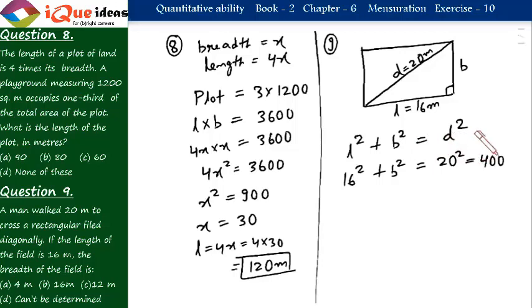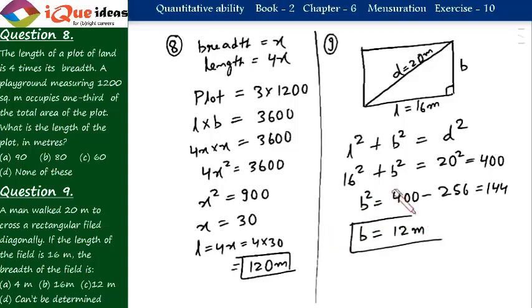Now 20 square is equal to 400, 16 square is 256. So B square would be equal to 400 minus 256, that is equal to 144. So we have B equal to square root of 144, that is 12 meters. So the answer of this question is 12 meter.